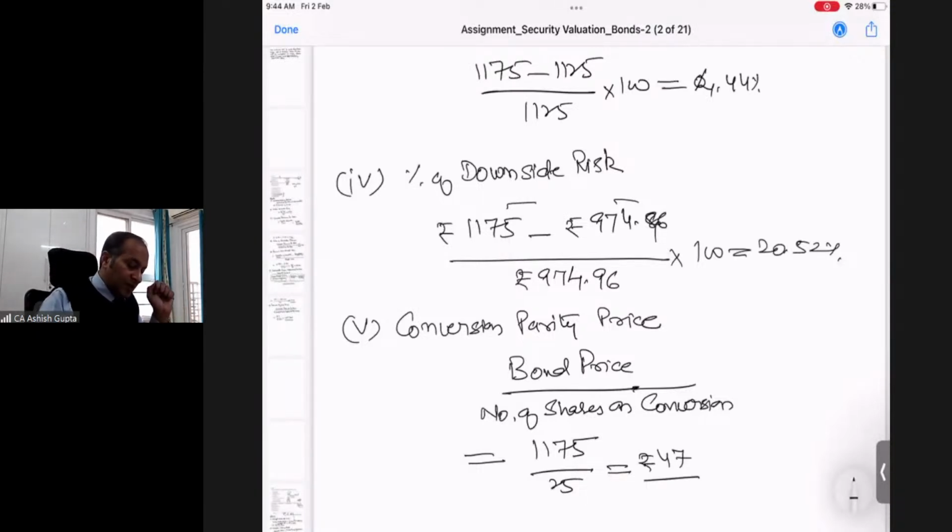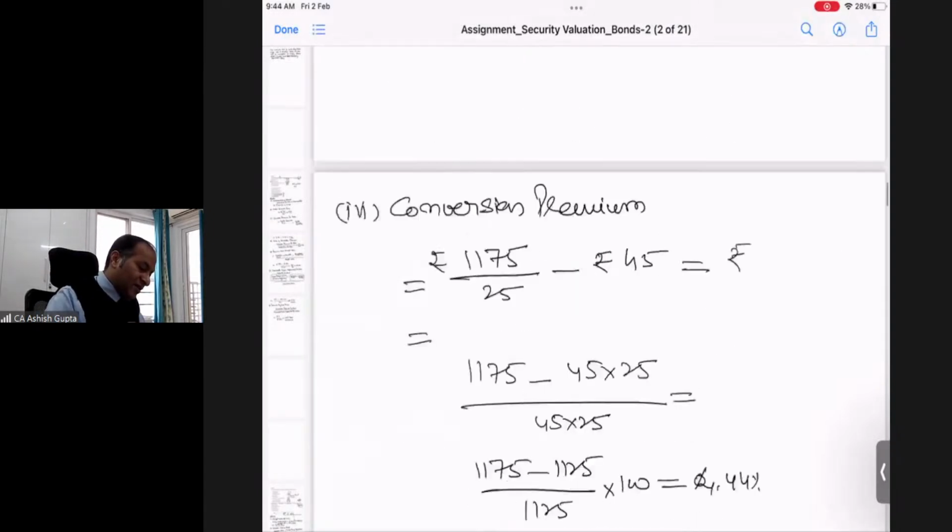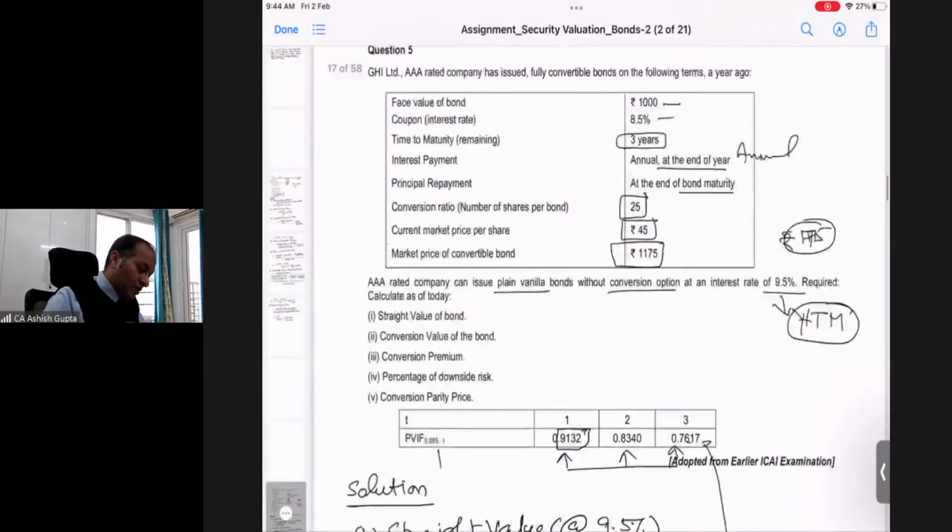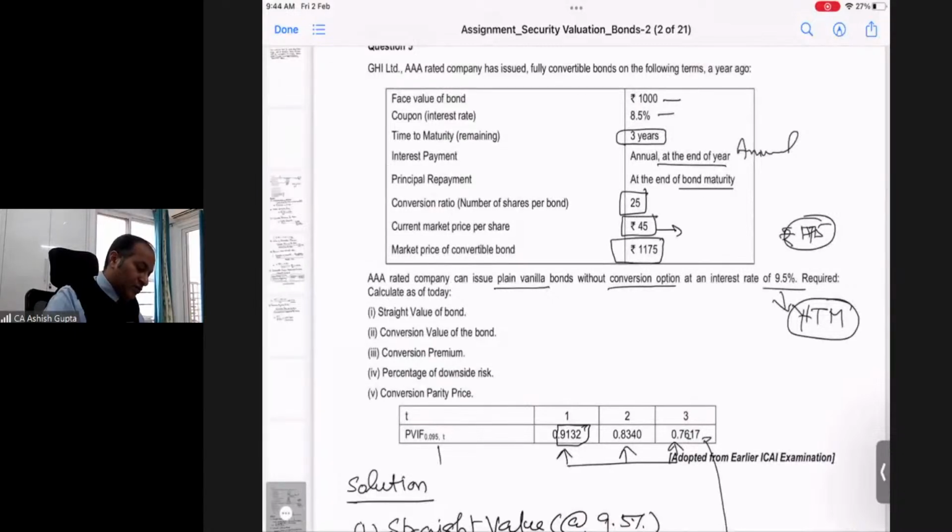Okay. So it means at 47, I will be indifferent whether I buy it from the market or get the conversion route. Because right now my market price of the share is 45. So if it rises up to 47, then I will be indifferent. Okay, student, with this, we come to an end of the concept of the convertible debenture.